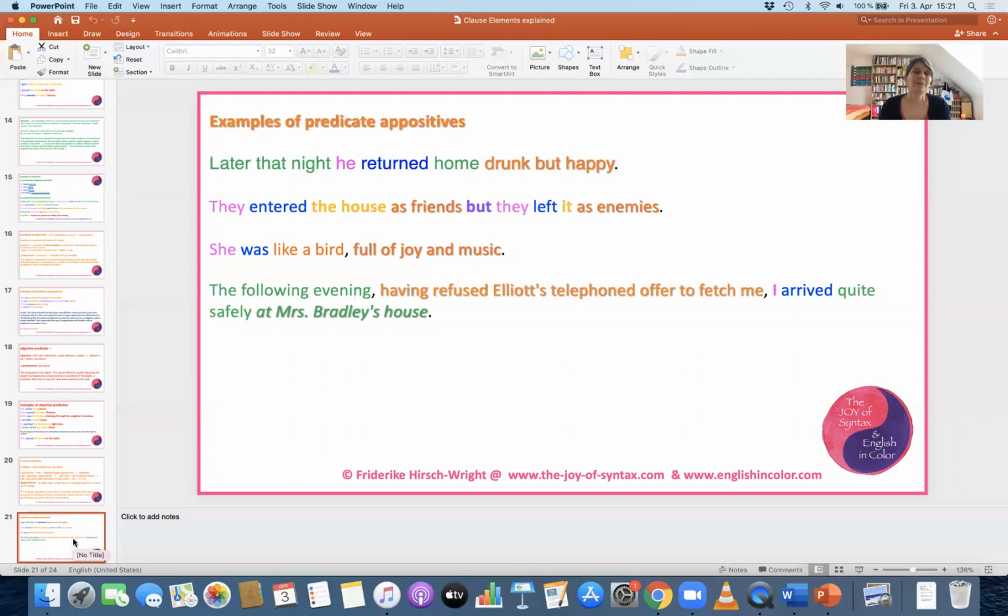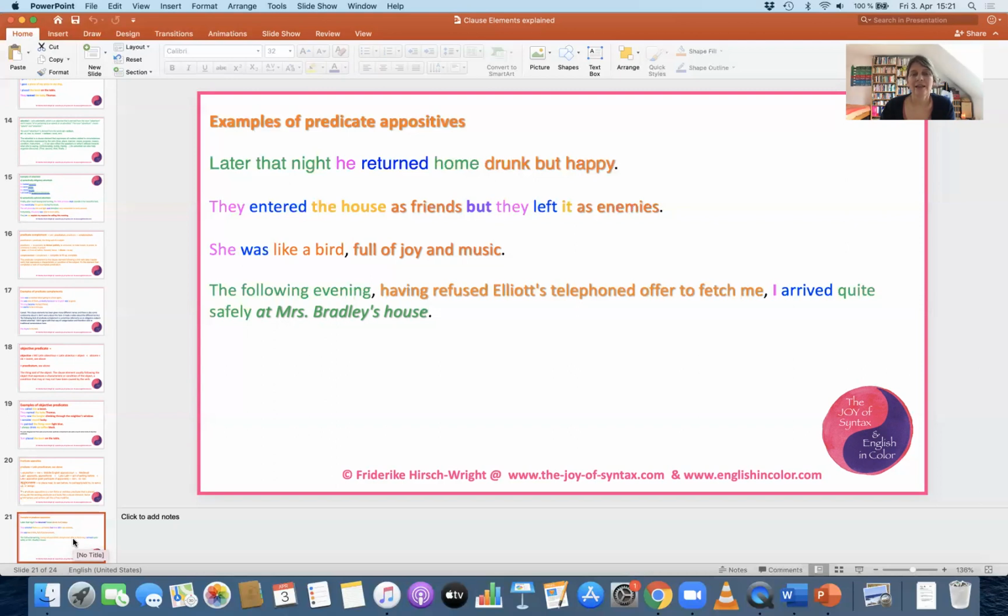Some people might recognize this sentence from the novel The Razor's Edge by Somerset Maugham. I forgot his first name, I'm so bad with names. There we go. Okay, the following evening, I arrived quite safely at Mrs. Bradley's house. That's the main clause.